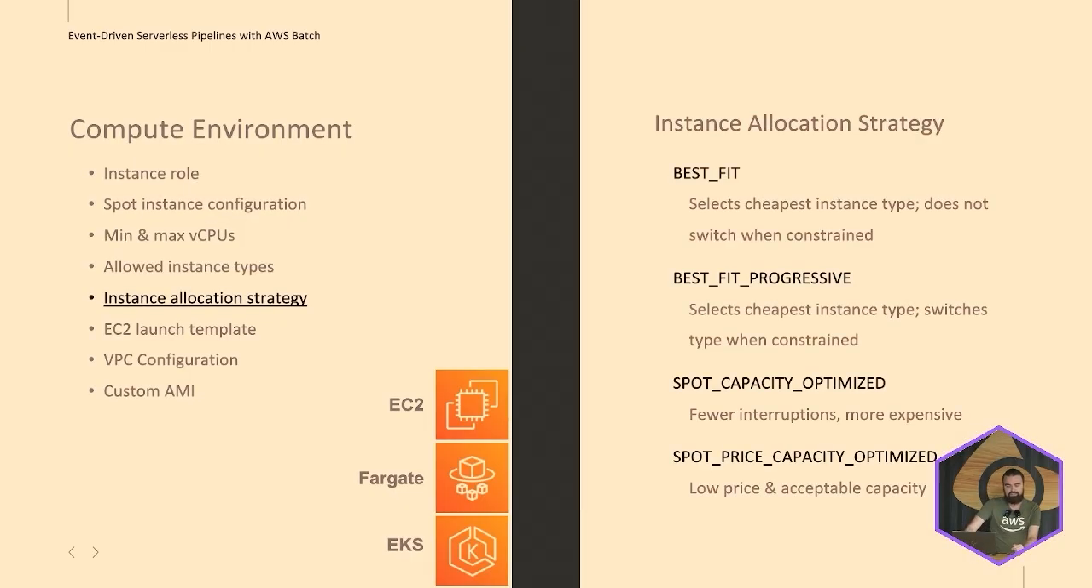Okay, so now the instance allocation strategy. Because you can have multiple options in your, let's call it, library of instances that can be used at any given moment to be added to this compute environment. So the first one is best fit, and best fit progressive, the first and second one, therefore EC2 on-demand instances. And if you're looking at Spot, you're going to look at the other two, the bottom two. But let's first look at best fit. Best fit basically selects the cheapest instance type, and it doesn't switch when constrained.